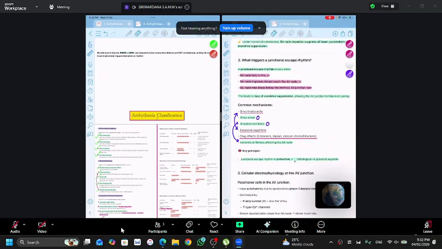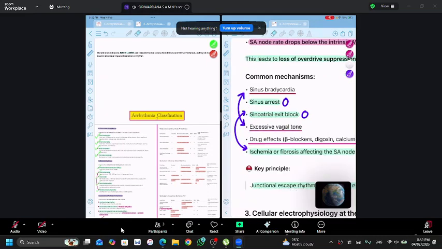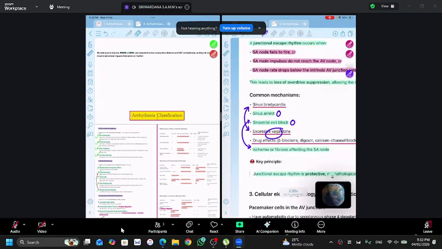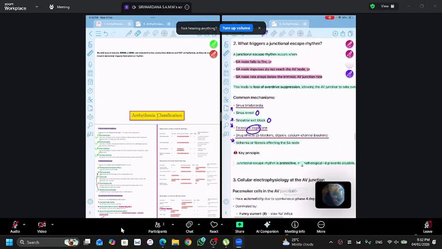And then another thing, drug effects. You can basically have things that suppress the SA node, that suppress the sympathetic activity. Basically, these are parasympathomimetics. So beta blockers, digoxin, calcium channel blockers, all of them can also act in the same manner as excessive vagal tone, right? And suppress the SA node more than the AV node, allowing the AV node to take over as the dominant pacemaker of the heart. Another key thing to remember is that junctional escape rhythm is protective.